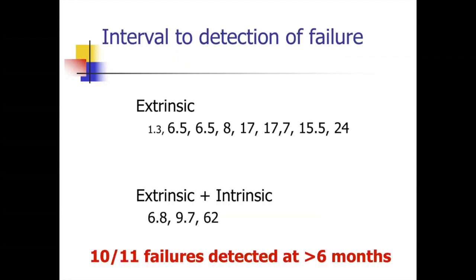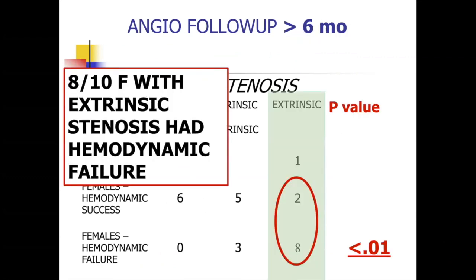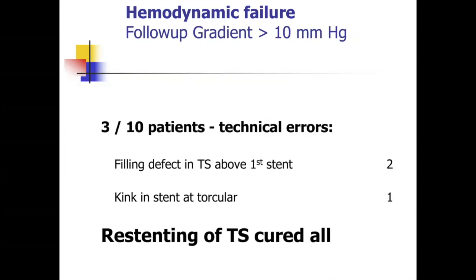And when we looked at the interval to failure, with one outlier that we probably didn't fix to begin with, all of the failures happened at greater than 6 months. With the juxta-stent stenoses, it was out to 24 months. We didn't see any beyond that. And with the extrinsic plus intrinsic, these were all technical errors on my part. And I'll show you 2 of those because those things are important. But when we looked at the angio follow-ups that were greater than 6 months, 8 of the 10 women who failed had extrinsic only stenosis. And they were the classic pseudotumor: young, obese, extrinsic stenosis only.